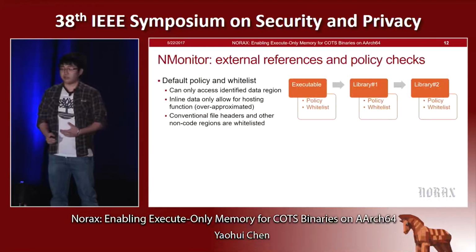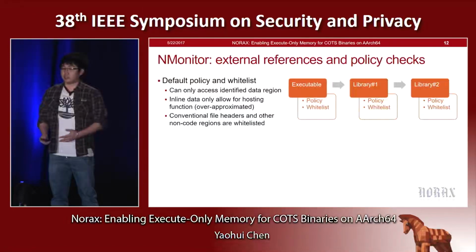And currently, we have a default policy that we made based on our experience, which we believe strikes a very good balance between compatibility and security. Basically, the policy says that the code can only access this identified superset of the executable data region. Also, for the inline data, they should only be allowed for their hosting functions, which are these over-approximated ranges that we obtain using static analysis. And lastly, for compatibility reasons, we mark the conventional file headers and those non-code regions as whitelisted for now.